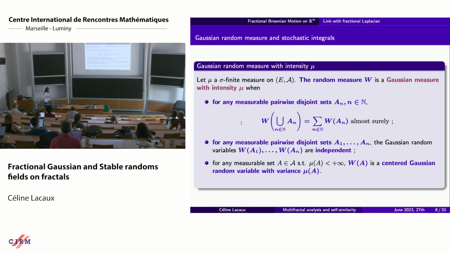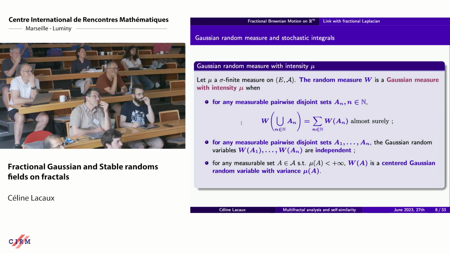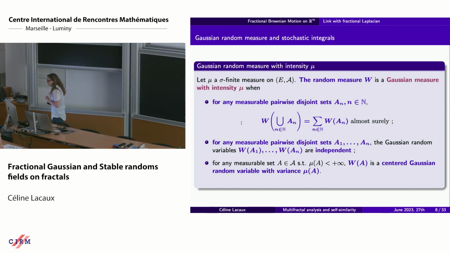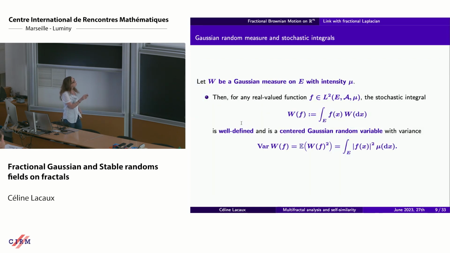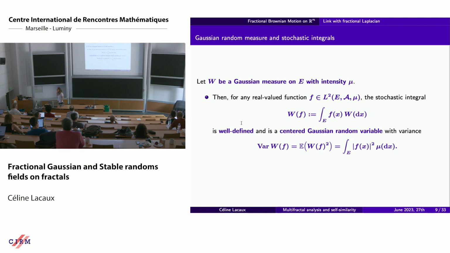Right? So once you have this, you can define a stochastic integral with respect to W. I won't explain how you build the integral. I will just give you the properties that will allow you to understand the meaning of the stochastic integral. If you take W, the Gaussian random measure with intensity mu, you can define the stochastic integral of f with respect to W as soon as f is square integrable. In fact, W of f will give you an isometry from L2 of E to L2 of Omega, the random variables which have a moment of order 2. And so this stochastic integral is still a Gaussian variable.